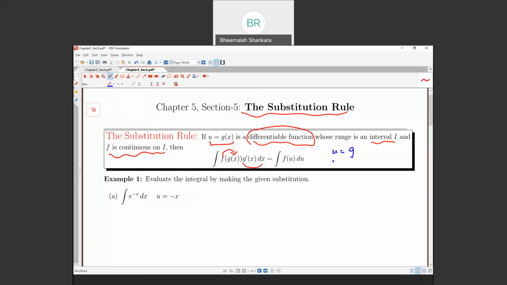So differentiate this u. When you differentiate u, you have a du. When you differentiate g, you have g prime x dx. So this g prime x dx is written as du, and this g of x is written as u here. So the messy integral is rewritten as a simple integral when you do the right substitution.